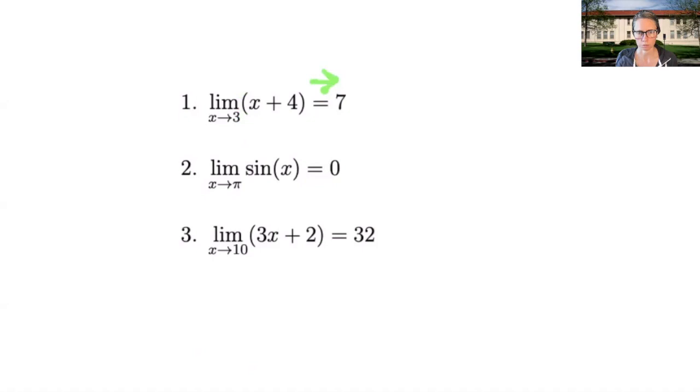an equal sign. If you speak what you've written, for example, the limit as x approaches 3 of x plus 4 is 7, as you say the word "is," you write an equal sign.